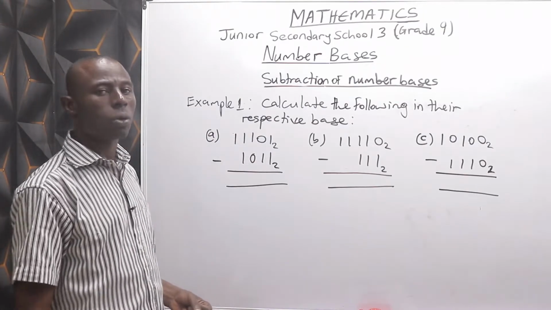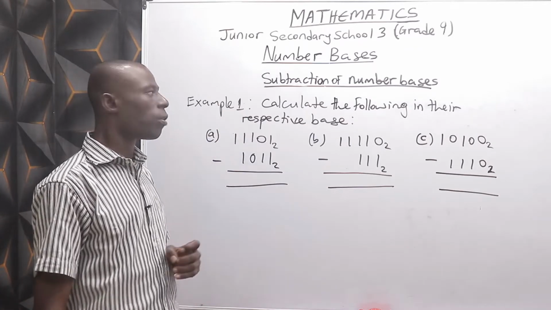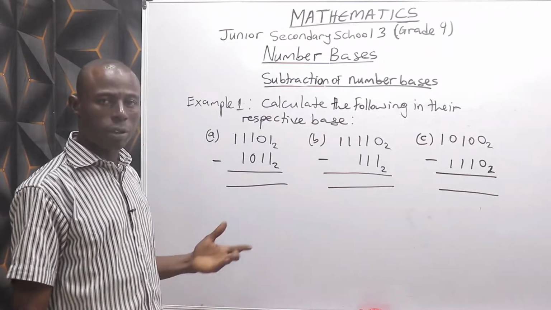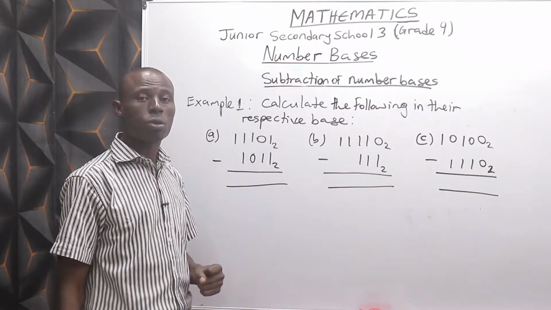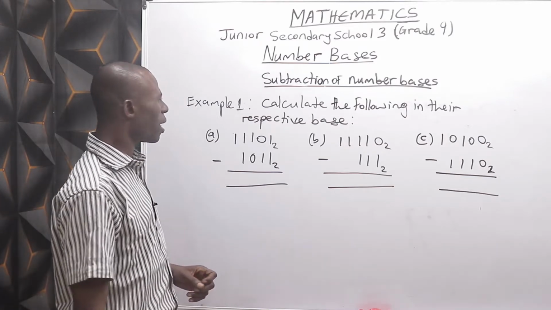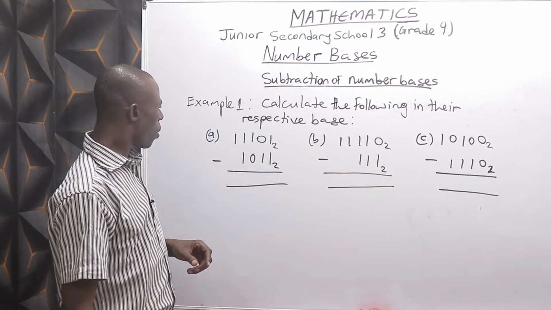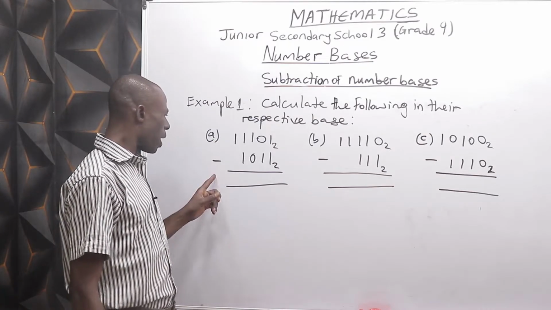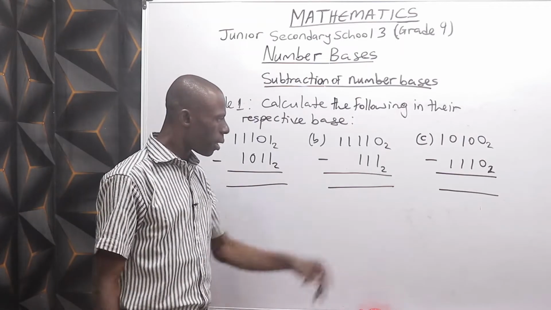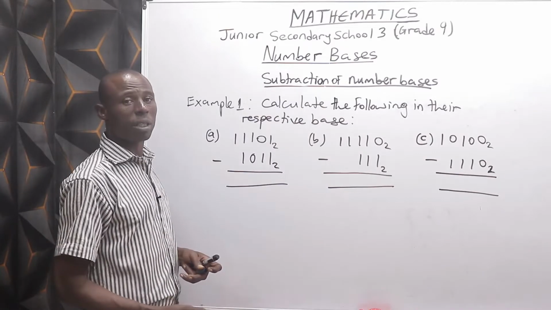Now we come to the next subheading, which is subtraction of number bases. We've done that of addition. Here we come to subtraction. Example 1. Calculate the following in their respective bases. A, 11101 base 2 minus 1011 base 2. Then B and C. Let's attend to them one after the other.